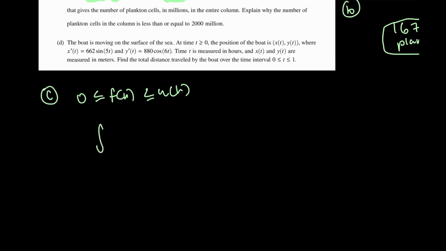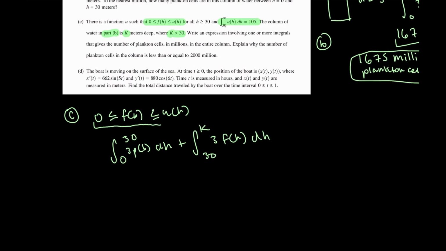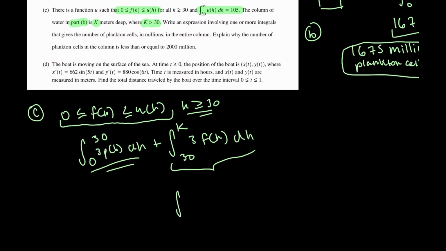So we can combine these two ranges into two integrals that represent the total amount of plankton cells in the entire column. Our bounds for the first integral will be from 0 to 30, and then we'll use 3P of h, because that's representative of the area when h is between 0 and 30. And then for h from 30 to k, we'll use a different integral, the integral from 30 to k of 3F of h dh. And this is because h is between 30 and infinity.